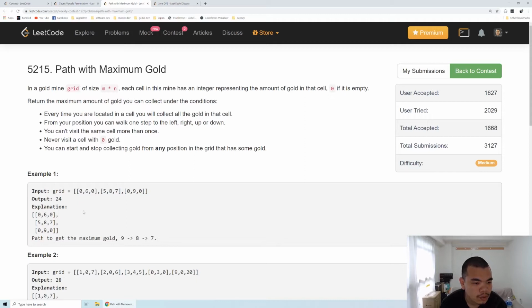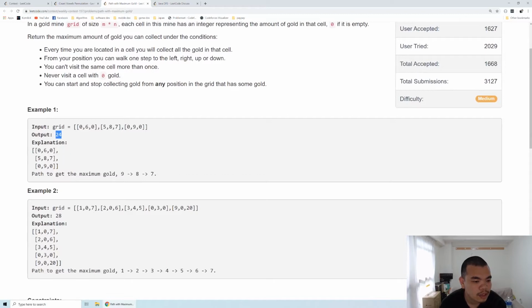So we can see from the example here, they took the decision of going through 9, 8 and 7 and end up with a gold of 24, which is the maximum. And on the second example, they go through 1, 2, 3, 4, 5, 6, 7 and end up with a gold of 28. Even though there is a 20, in sum this is not higher than 28. It's not necessarily the longest path, but the biggest amount of gold we can get.